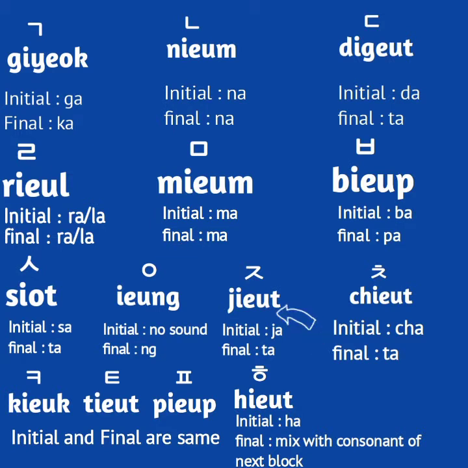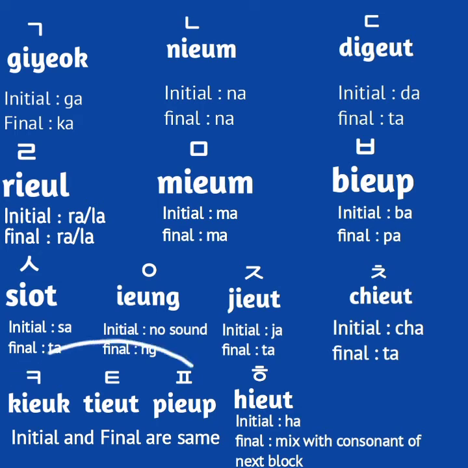Next is jiyat. Initial sound is ja, and final sound is ta. And for chiyat, initial sound is cha, and final sound is the same as the final sound of jiyat, which is ta. The final sound of jiyat and chiyat are the same, which is ta.